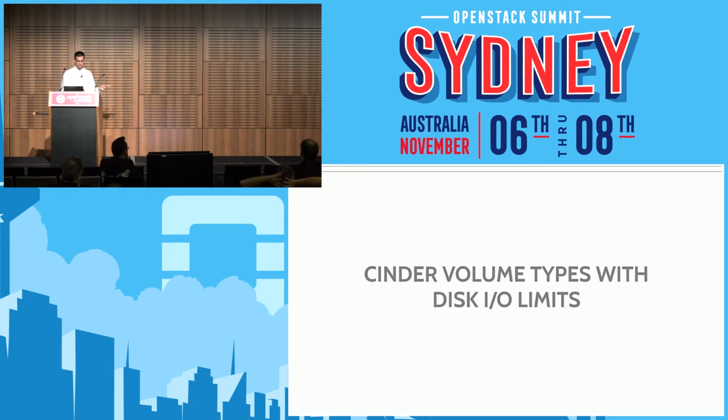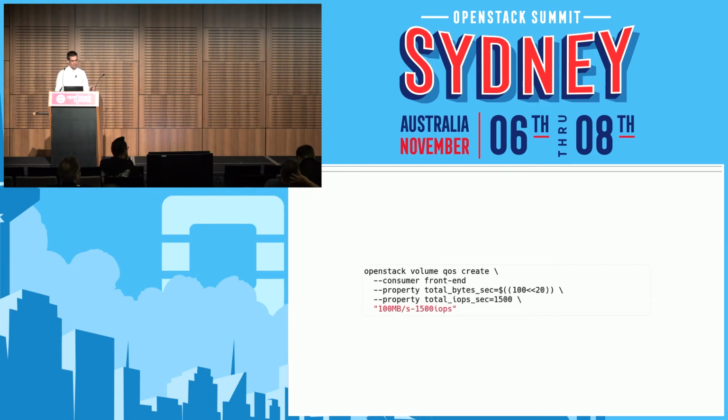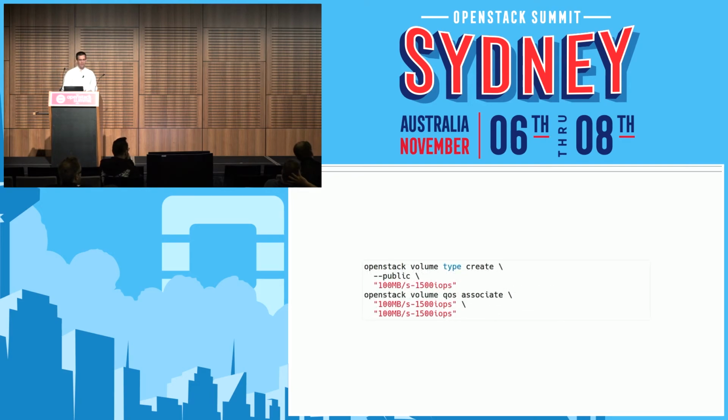And just to be consistent, a QoS specification that applies the same limits as the one that I just showed for the flavor for ephemeral volumes would look like this. You do openstack volume qos create. The consumer for this is always front-end. And there are these two properties that we can set, total_bytes_sec and total_iops_sec. And then we give that QoS profile a name. And then we can assign that to a volume.